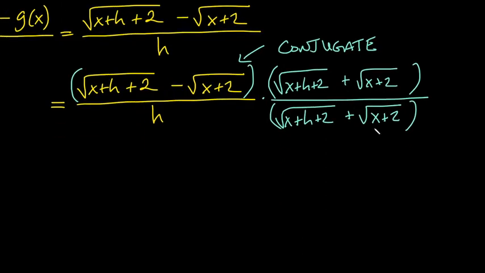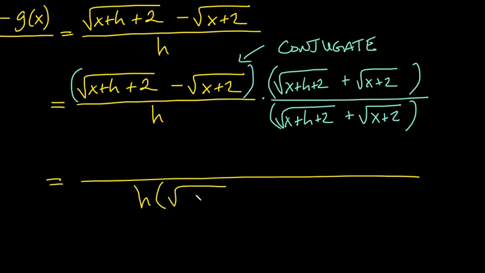All right. So yeah, what we're going to end up doing here is rationalizing the numerator. The denominator is just h times, well, the square root of x plus h plus 2 plus the square root of x plus 2, all in parentheses.